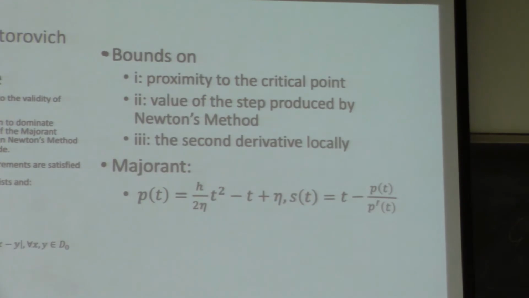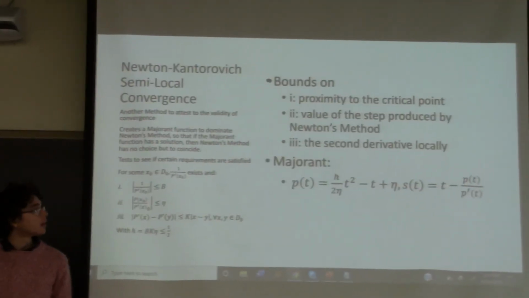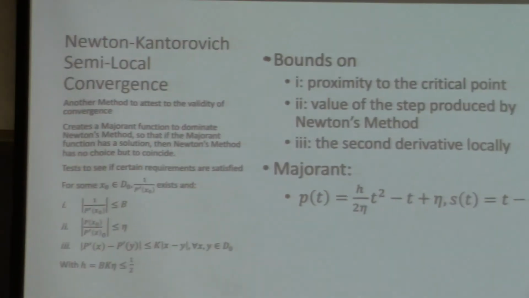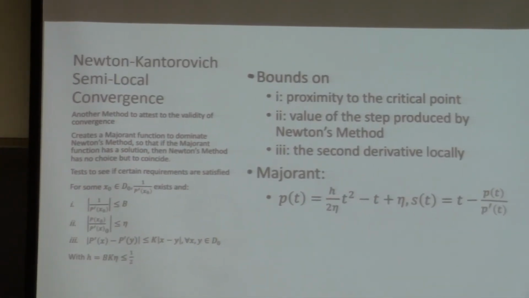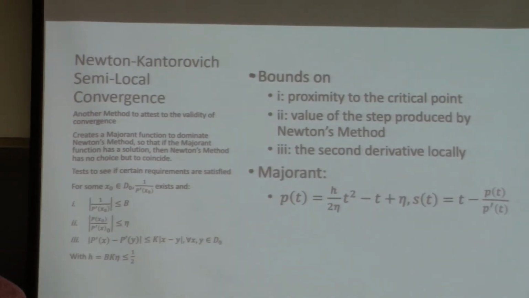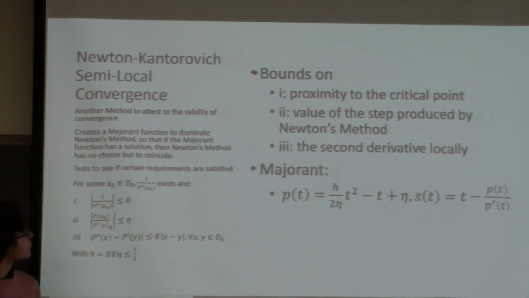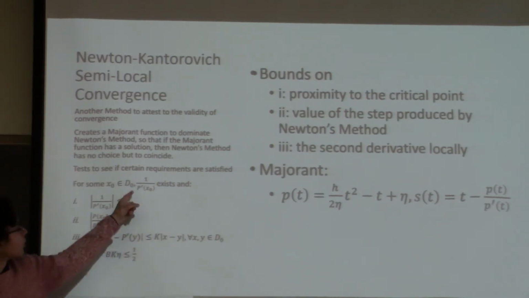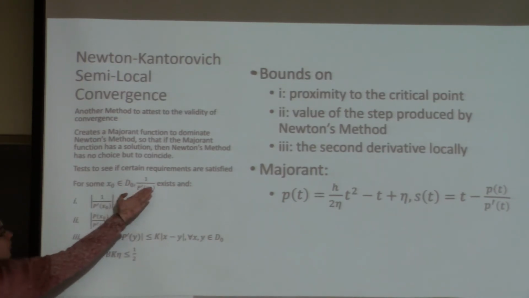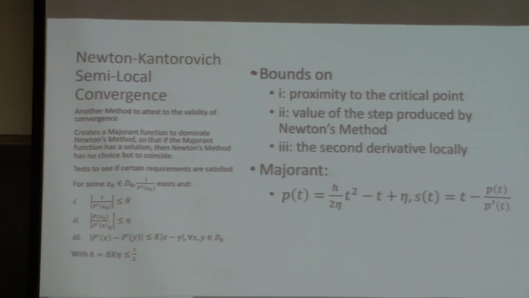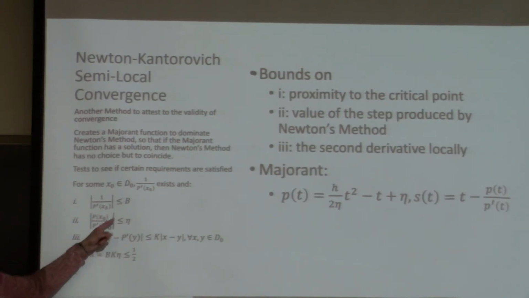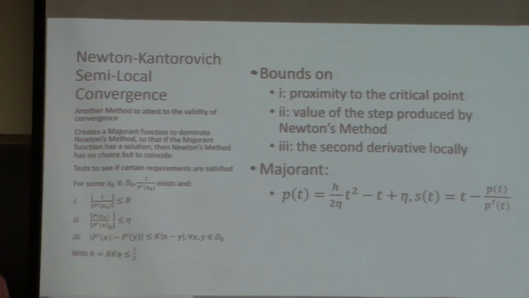Okay, and then another way of being able to find these bounds is by something called the Newton-Kantorovich semi-local criteria. It's just another way to investigate it, but instead of taking all the derivatives of a polynomial, what you have instead are these criteria. So for some x-naught in a domain, the domain just has to be analytic inside of it. 1 over p prime of x-naught exists, which means that there's no critical point inside the domain itself. And you have these values less than certain numbers.